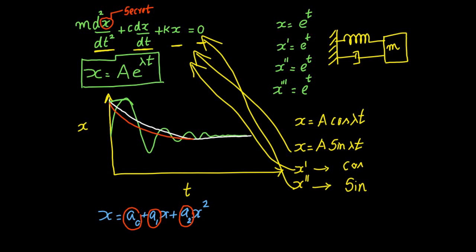Okay. So this is the explanation for why we are assuming a solution of this particular form, a into e raised to the power lambda t. Okay, let us continue solving this governing differential equation.